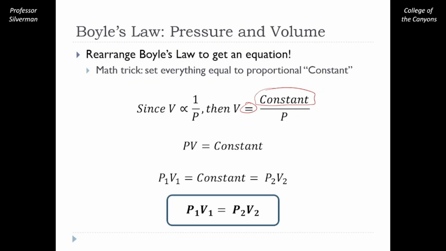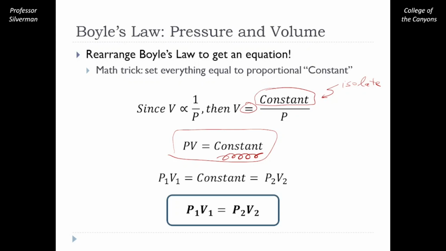Our math trick is we want to try to isolate that constant because that will give us some interesting information. What we find is that our pressure times our volume has to be a constant in this situation. This is really cool, actually. If we take our pressure and multiply it by our volume, it equals some number, and that number is not going to change.